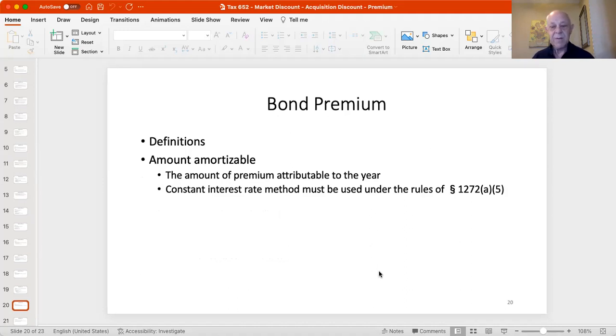The amount of the premium attributable to the year, and this time you must use the constant interest rate method. You cannot use straight line. And that actually is a pro-taxpayer rule. You're going to get larger deductions in the earlier years and smaller deductions in the later years.